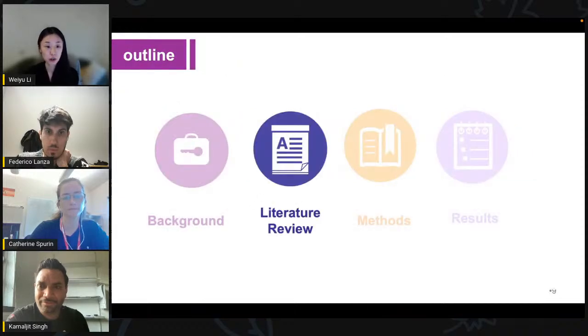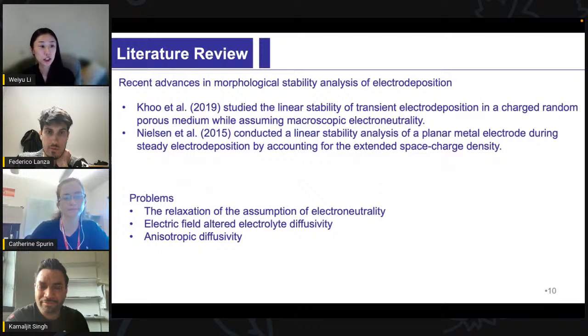Next, I will give a short overview of the literature. There are several recent advances in morphological stability analysis of electrodeposition. People have studied the linear stability of transient electrodeposition and steady electrodeposition, while assuming microscopic electroneutrality or accounting for the extended space charge density. The problem I'm solving here is, first, to relax the assumption of electroneutrality, and also we apply electric-field-altered electrolyte diffusivity, and we consider anisotropic diffusivity.